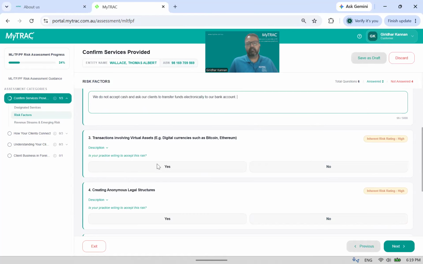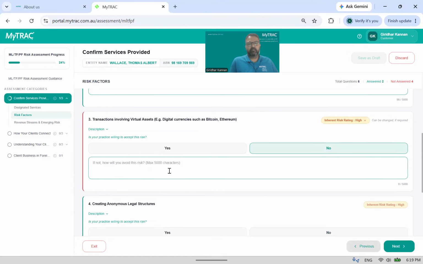Okay, so you can say that. Virtual currencies: no, we don't deal with virtual assets. It's not about your client's personal dealing. It's about you dealing with your clients on virtual assets. So we do not deal with virtual assets as this is not within our appetite.